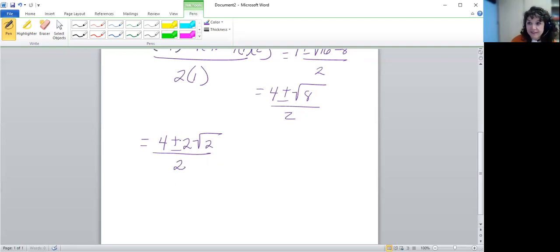Anything on the outside can be simplified with anything else that's on the outside. Don't forget that because of this fraction bar, this is a grouping symbol. All this is grouped together. I can't just simplify the 4. I can't just simplify the 2. You have to simplify everything.